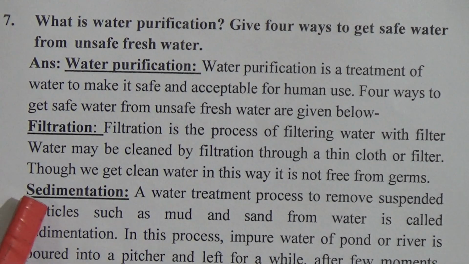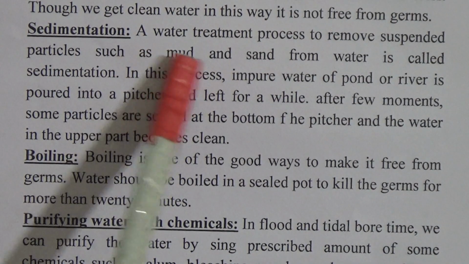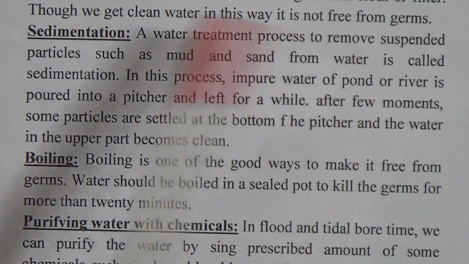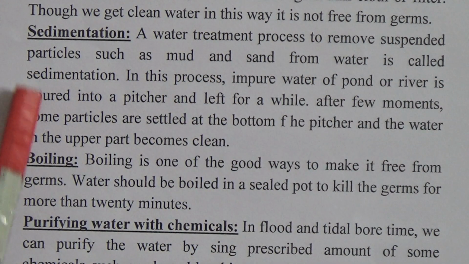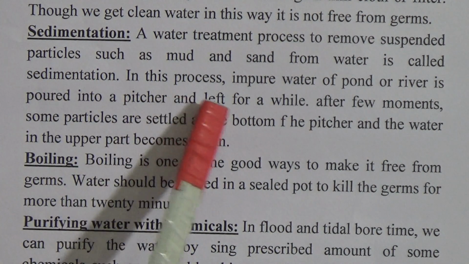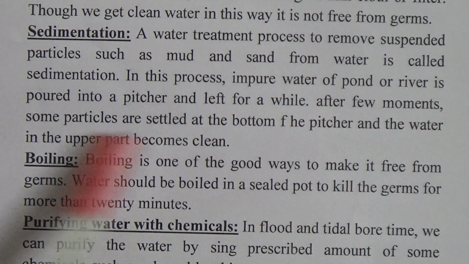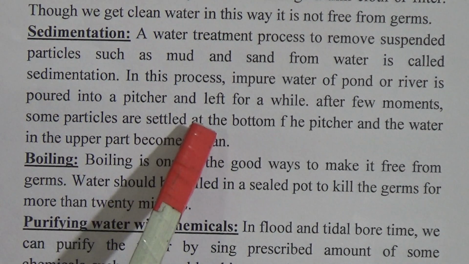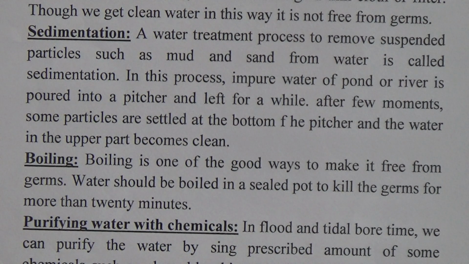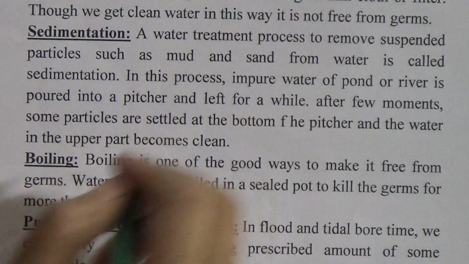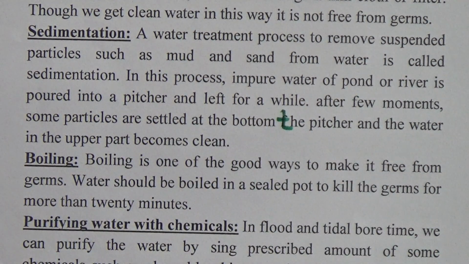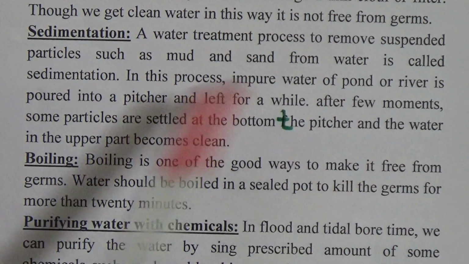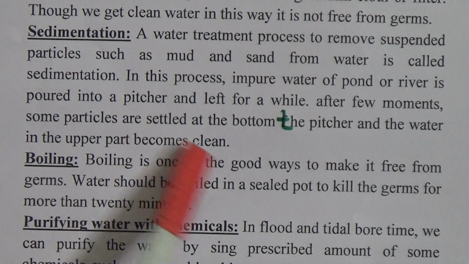Now the next one is sedimentation. A water treatment process to remove suspended particles such as mud and sand from water is called sedimentation. In this process, impure water of a pond or river is poured into a pitcher and left for a while. After a few moments, some particles settle at the bottom of the pitcher, and the water in the upper part becomes clean.